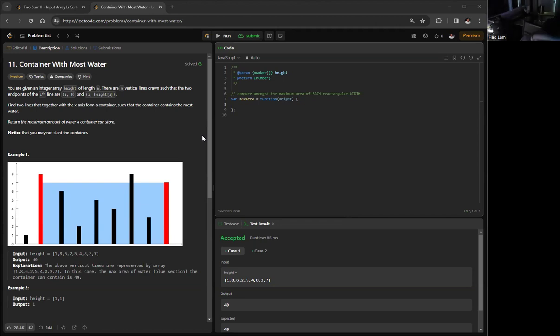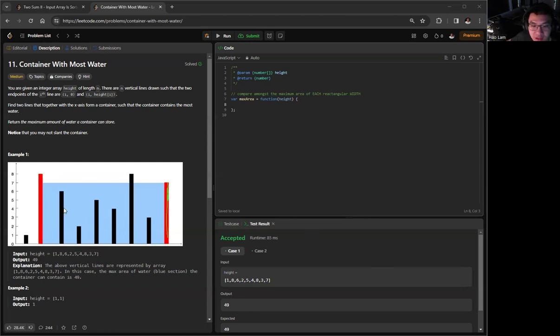So the way I understand it, this is just like the area, right? So we can have the width multiplied by the height. We have to find the maximum amount of water a container can store. Notice that you may not slant the container. Okay, so we need to always pick the shorter height. If we pick the taller one, the water will flow over. It has to be the shorter one.